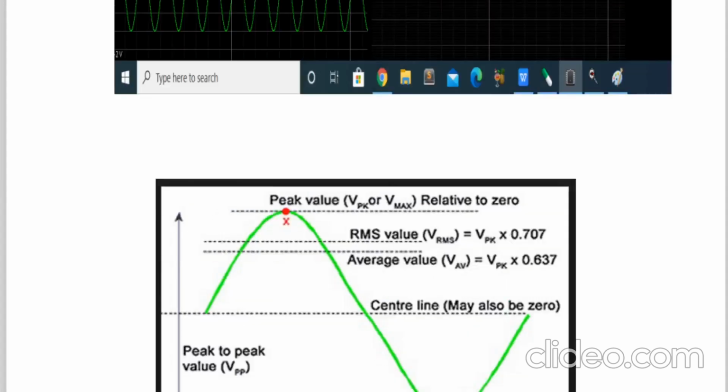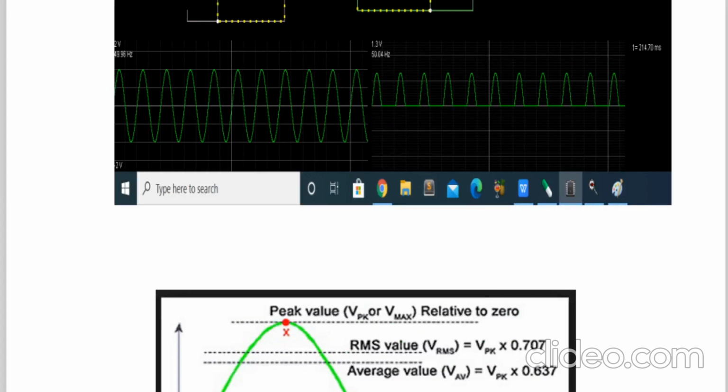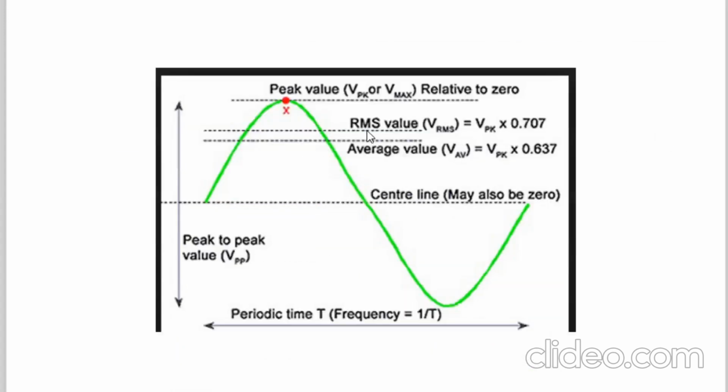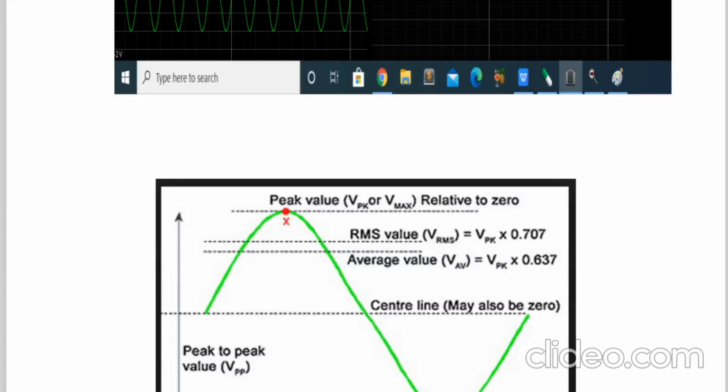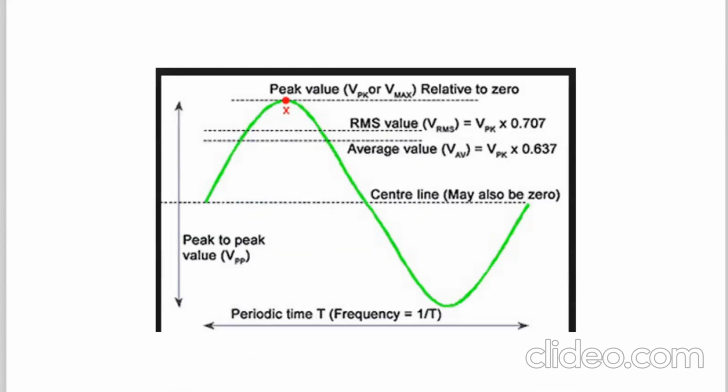If our peak value is only less, then what will be less? The RMS value is also less, because VRMS depends on peak value. The equation for VRMS is VP into 0.707. So if the peak value is less, then the RMS value of the AC voltage is again less. Secondly, if the peak value is less, then the average value of the AC voltage is also less.